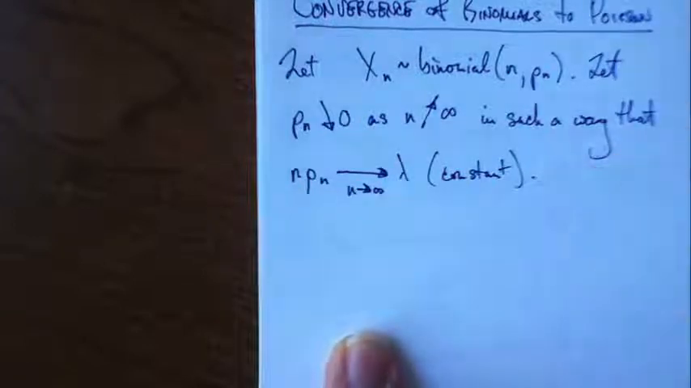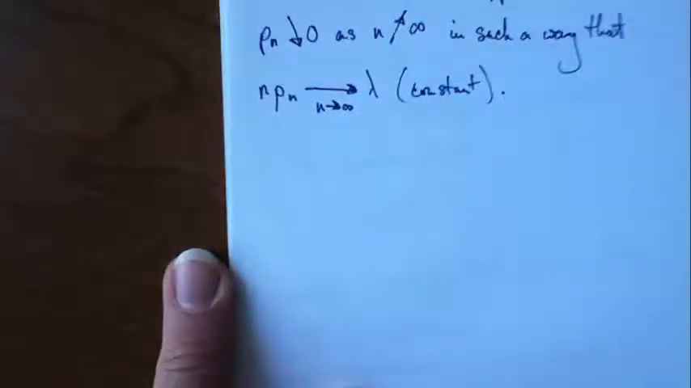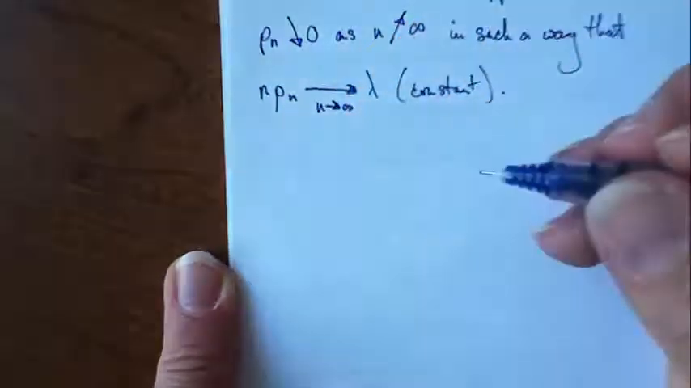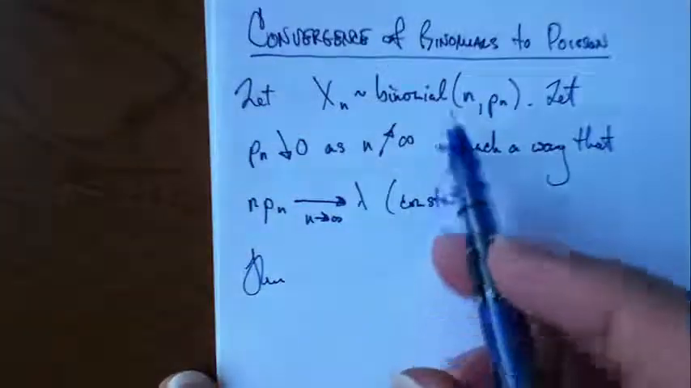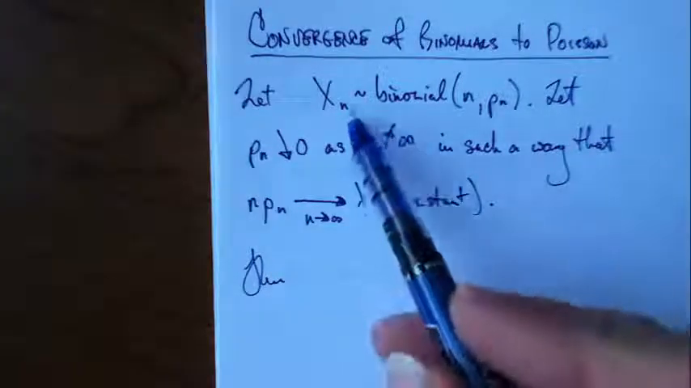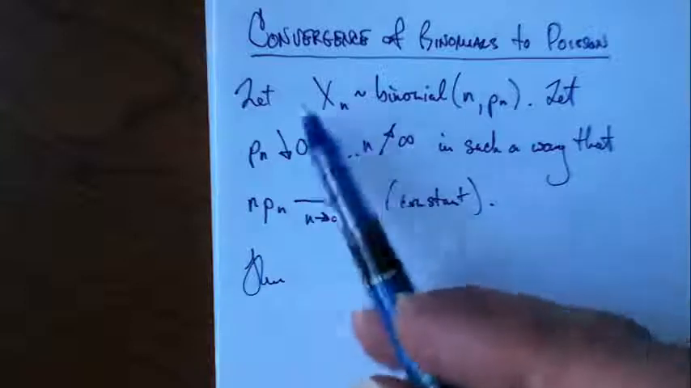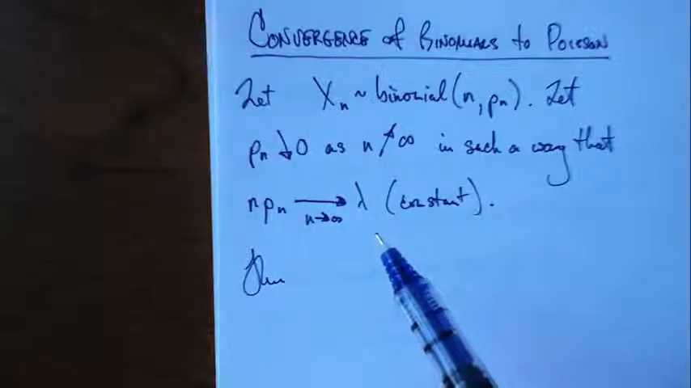Now, we've already proved this result. We're just going to do it a different way this time. What we're going to show here is that the moment generating function for this begins to look like the moment generating function for a Poisson as n goes to infinity. Okay, so let's try that out.